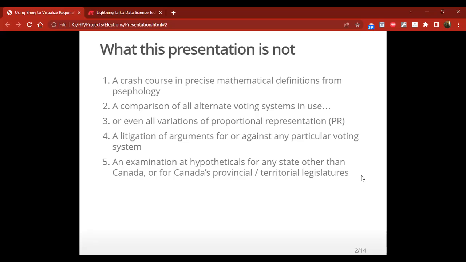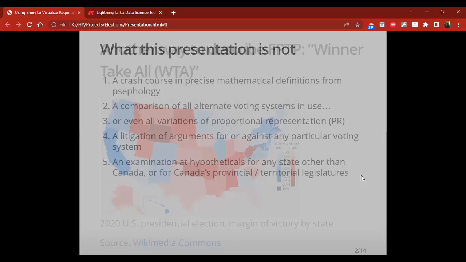And of course, finally but not least, this is only for Canadian federal elections since 1921. Not any other states that use first past the post, and not the different provinces and territories of that country, which also use a parliamentary system similar to that found at the federal level.